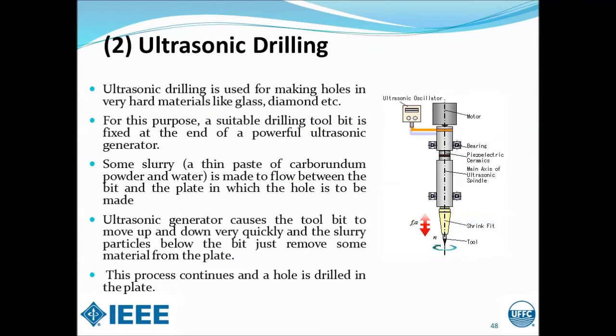Another use for ultrasonics is in ultrasonic drilling, which allows holes to be made inside of hard materials such as glass or diamond. For this purpose, a suitable drilling tool bit is fixed at the end of a powerful ultrasonic generator. A slurry is placed around the drill bit and the plate where the hole is to be made. An ultrasonic generator causes the tool bit to move up and down very quickly, and the slurry particles below remove the material from the plate. This process continues until a through hole is drilled.